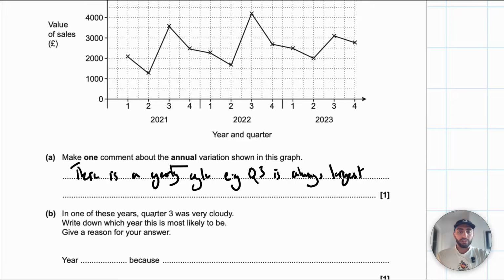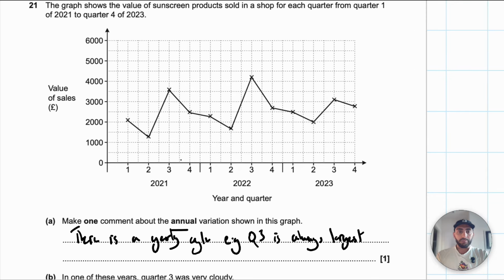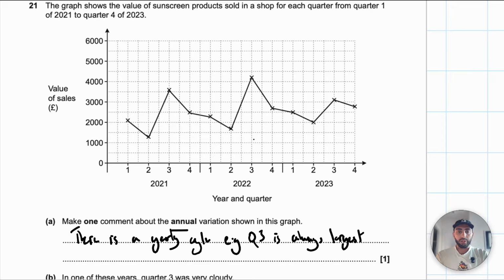Part B. In one of these years, quarter 3 was very cloudy. Write down which year this is most likely to be. Give a reason for your answer. So we're looking for anything weird that happened in quarter 3. So we can see that was a high quarter 3. This was a high quarter 3. The spike with this quarter 3 was a lot lower compared to the spikes with those quarter 3s.